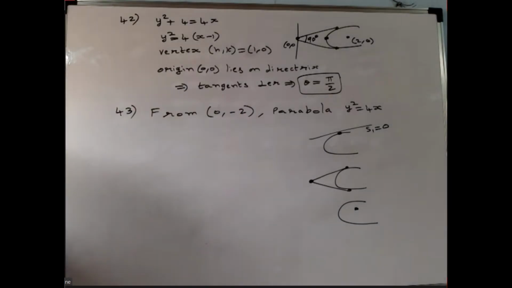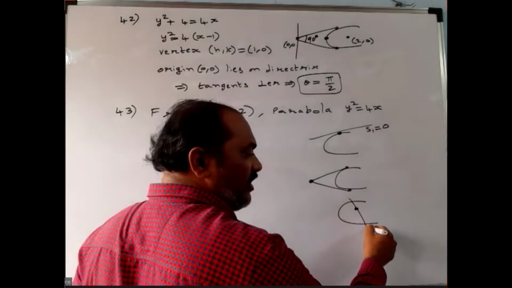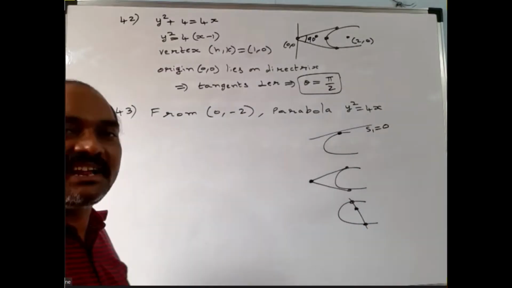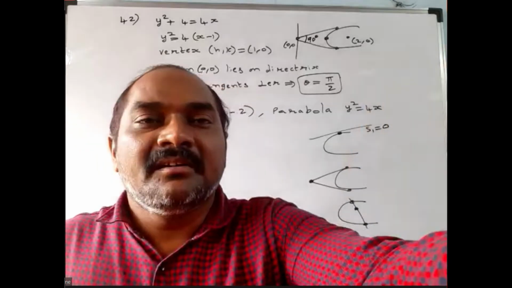No, sir. None. When a line is drawn through this point, it intersects the parabola at 2 points, so it is not a tangent. So it depends on the point.